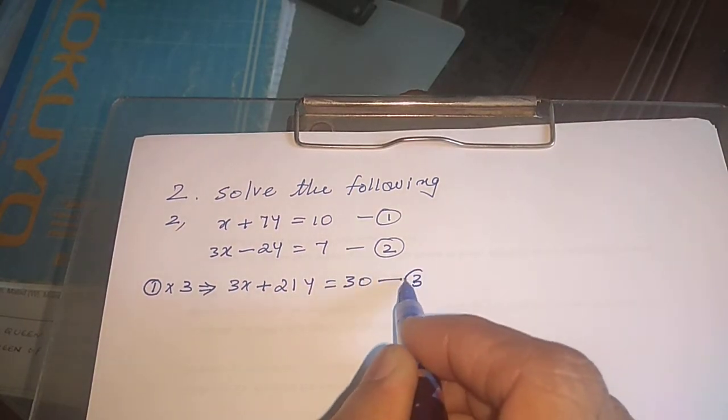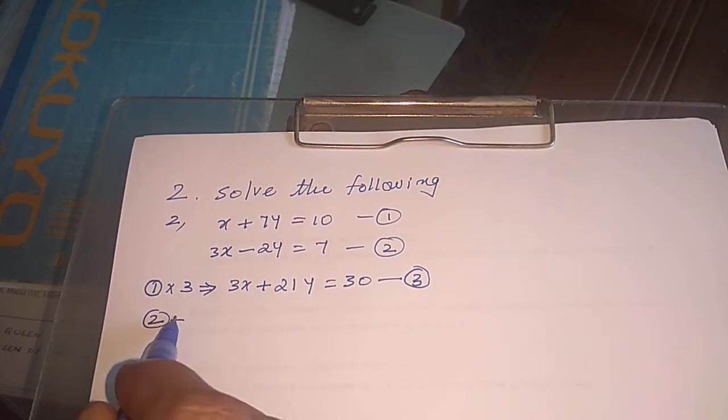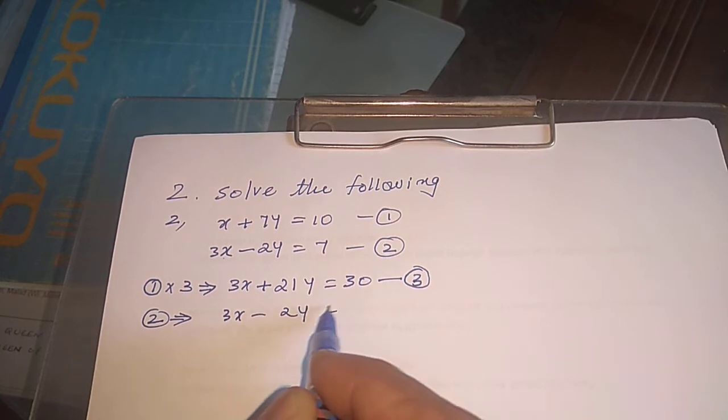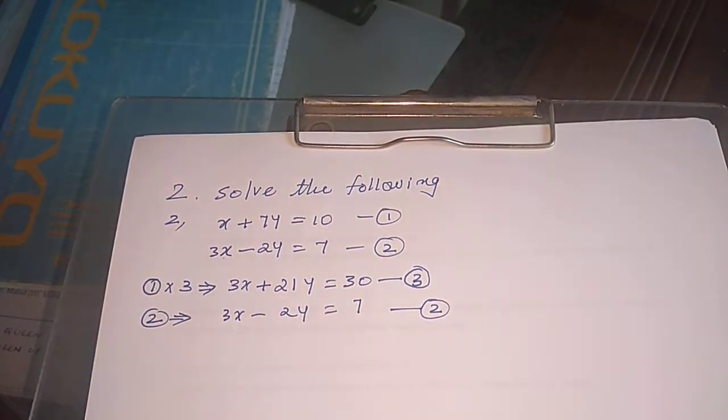We call this equation number 3. Equation number 2, we already have here, is 3x minus 2y equal to 7. Now we subtract, because 3x minus 3x becomes 0. That x goes away and only the y terms will be there.